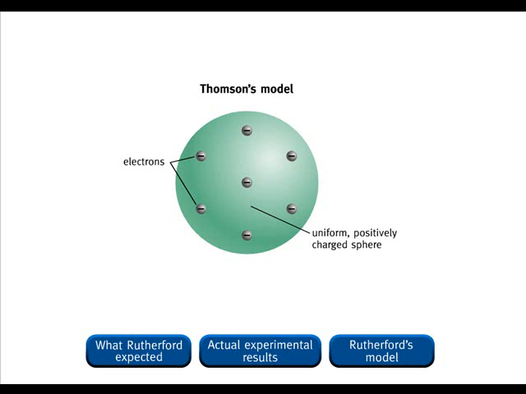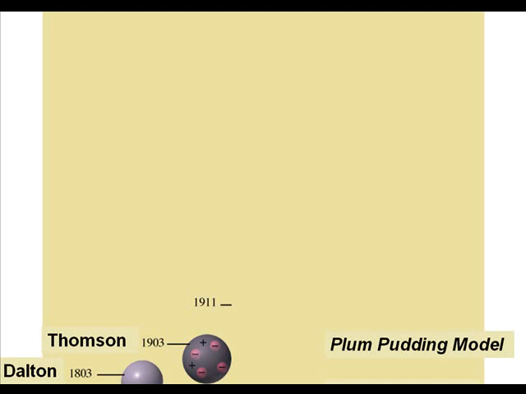Click on what Rutherford expected to observe, the results Rutherford expected based on Thomson's model of the atom. We'll actually move on from there.